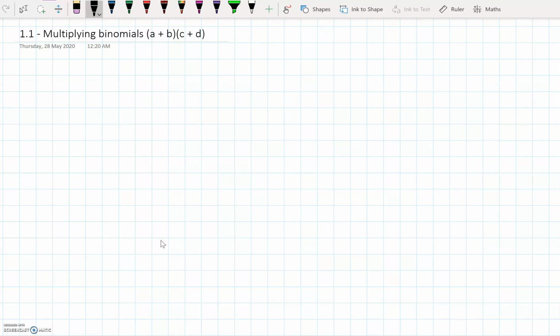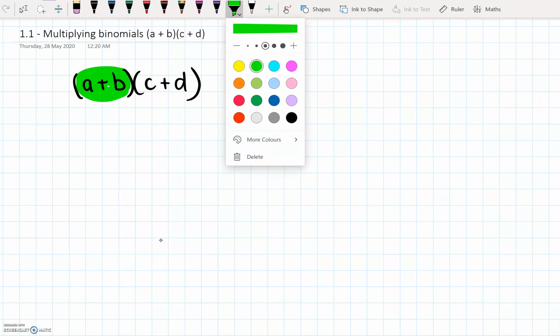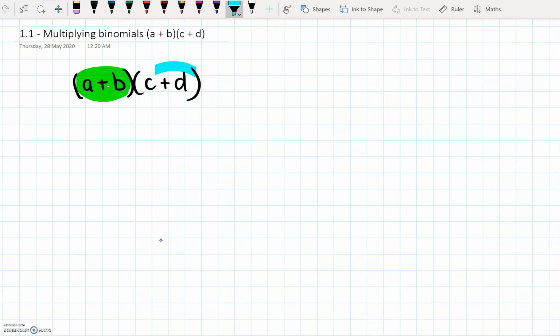Now, in this case, what you can see in the title is that we have a plus b, c plus d. And a plus b is one term in the binomial, and it is multiplied with c plus d, which is the second term in the binomial. So this is what we're working with today. We're going to look at how to multiply these.